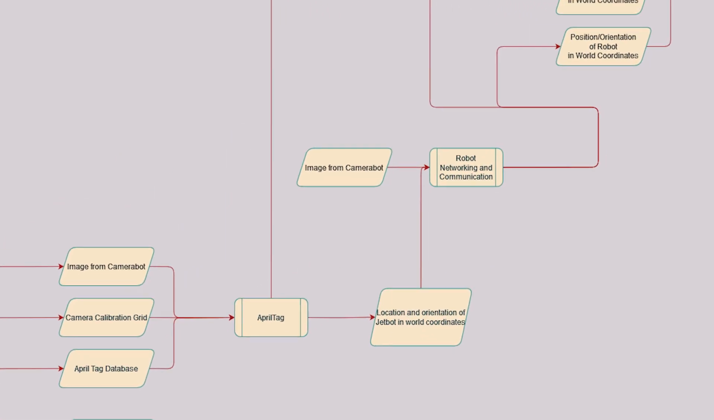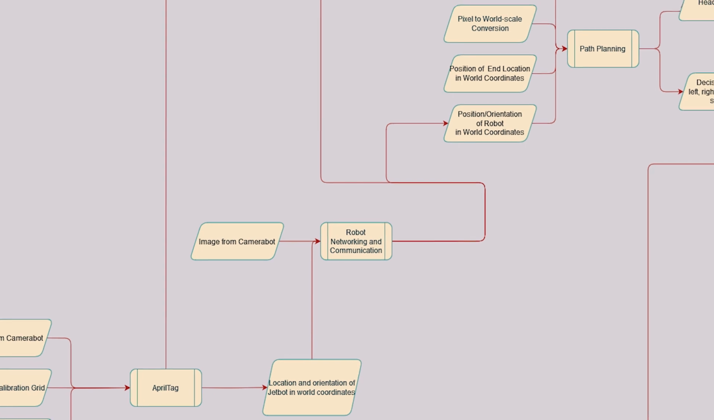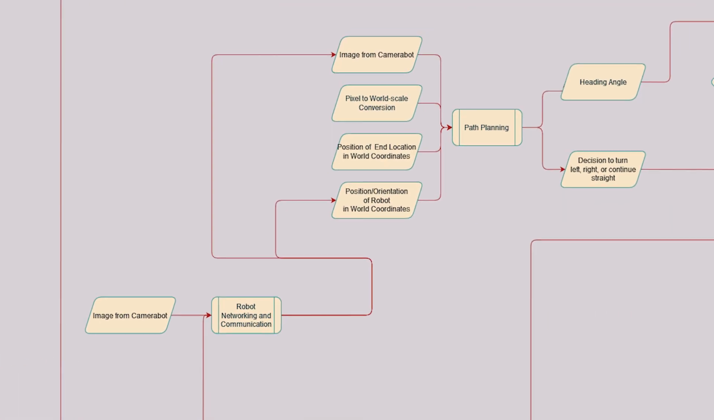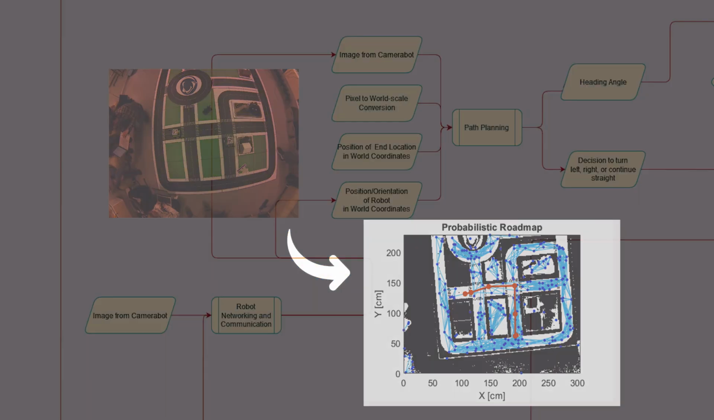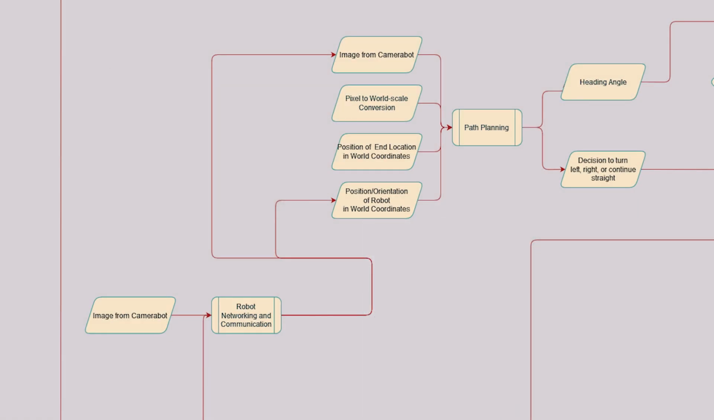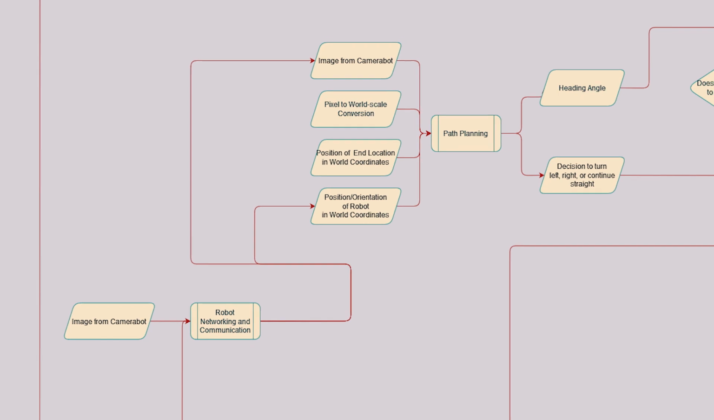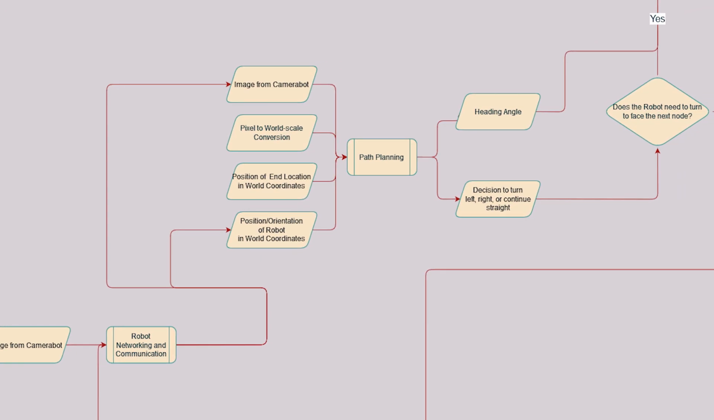The position and orientation of the jetbot is passed to the path planning subprogram developed using MATLAB in Lab 3. The program takes in the camera bot image and defines the boundaries of the road before populating the road with nodes and determining the optimal path from node to node to drive to the end location. For each node, the program outputs the heading angle between the jetbot and the node.